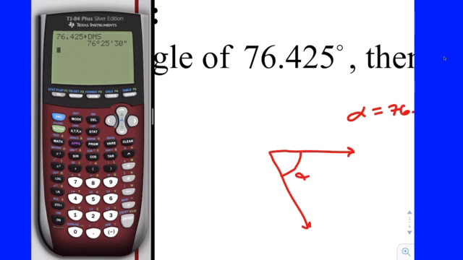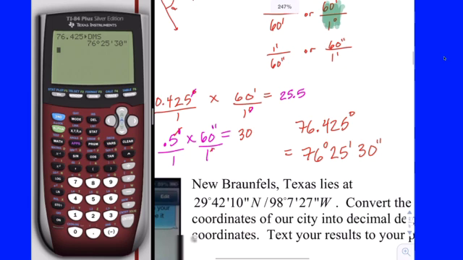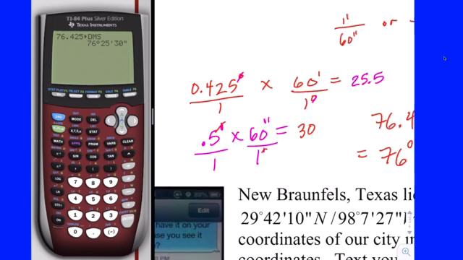Okay? So I want to make sure you know how to do it manually. I say manually, but we're still using the calculator over here to do the multiplication for us. But you're showing the process, times 60 times 60. So almost identical to what we did in the warm-up, except instead of hours, we have degrees.